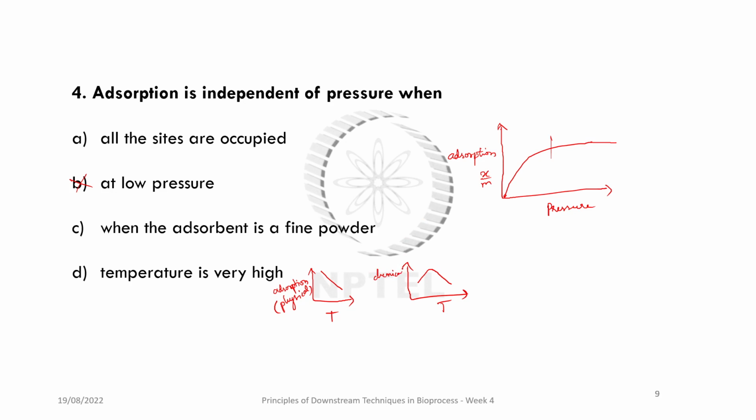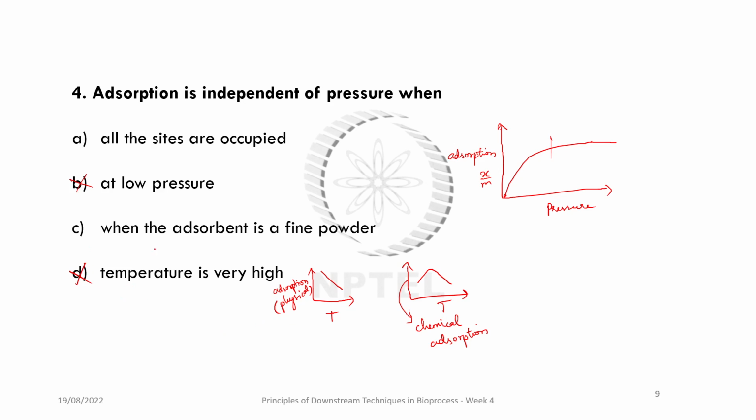chemical. Is my font size too small? Let me bring out the axis here and write chemical adsorption. Right? So at temperatures very high, you're not going to have an adsorption which is independent of pressure. Correct? So again, it is wrong.